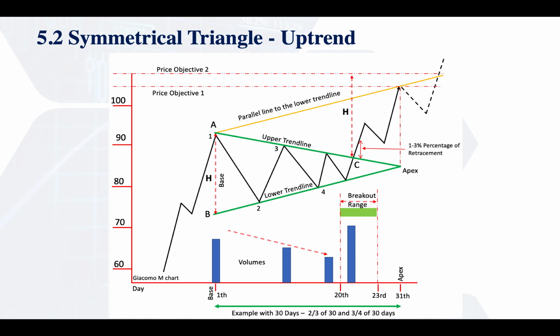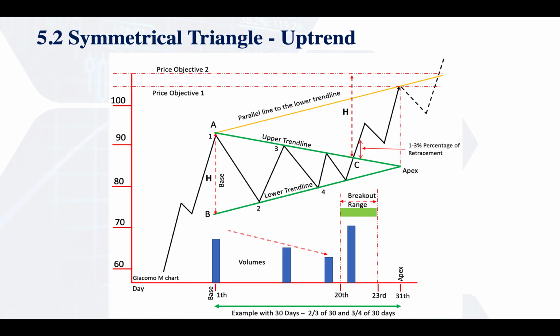Let's get into the symmetrical triangle. This is a symmetrical triangle in an uptrend. It can happen in a downtrend and an uptrend. First of all, important, it is a neutral pattern. It's not a bullish or bearish pattern, it's a neutral pattern. And to construct this triangle we need at least 4 reversal points: 1, 2, 3, 4. I've just shown 6 reversal points. It's totally the same with the 4 or with the 6 reversal points.